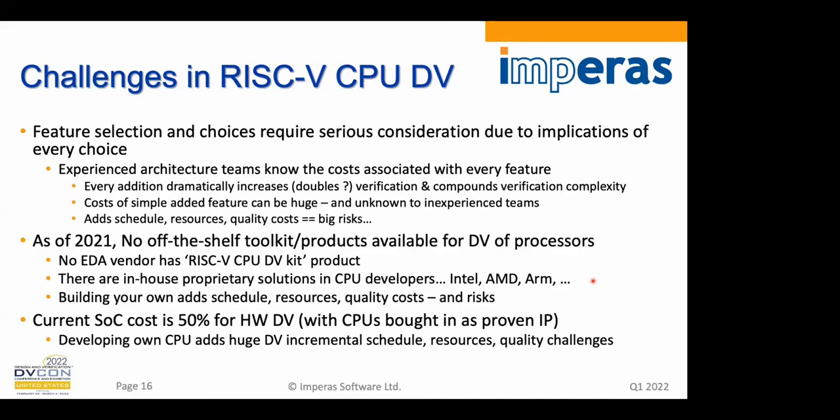So there's lots of in-house proprietary solutions, but you've got to get one. If you're going to build your own RISC-V processor, you've got to build a verification environment. And this is going to add a lot to the schedule, resources, and costs and risks. And already, if you buy in a CPU, half of your overall SoC cost is in the verification of it. And now you've got the extra challenge of bringing in a processor DV as well, so it's adding tremendously to the schedules that people have and the resources they need in building SoCs.